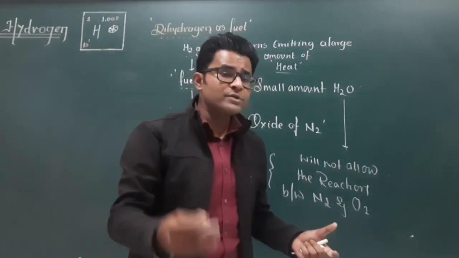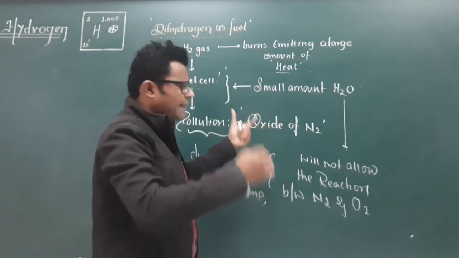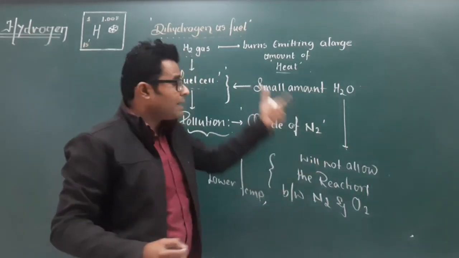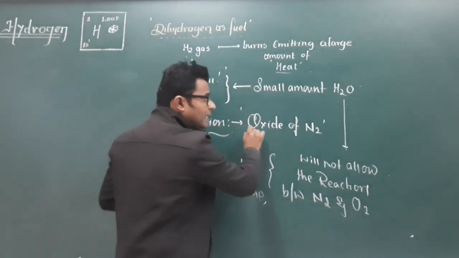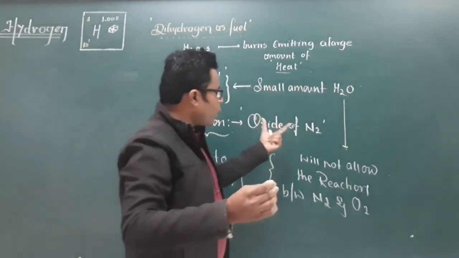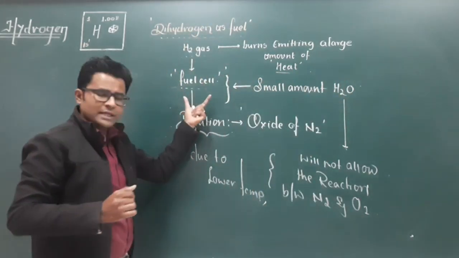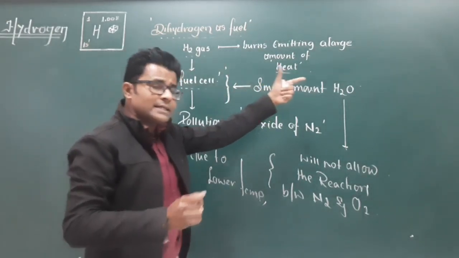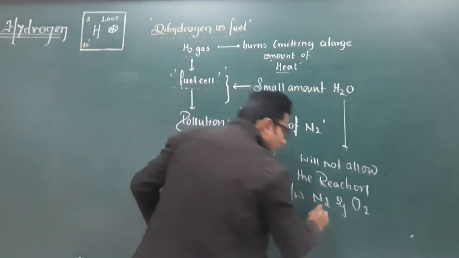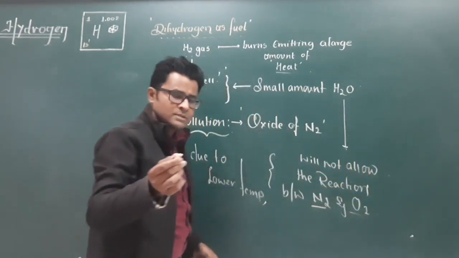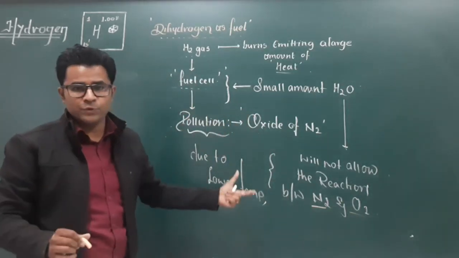So what happens in fuel cells is that we take hydrogen and we try to combust that hydrogen because it emits a large amount of heat energy. Now during this particular process, of course there is some amount of pollution, that pollution being oxide of nitrogen. And this particular oxide of nitrogen can be reduced by inserting a small amount of water into the fuel cells. Now this particular water lowers the temperature and will not allow the nitrogen to react with oxygen. Right? So this is how they are going to minimize the pollution.